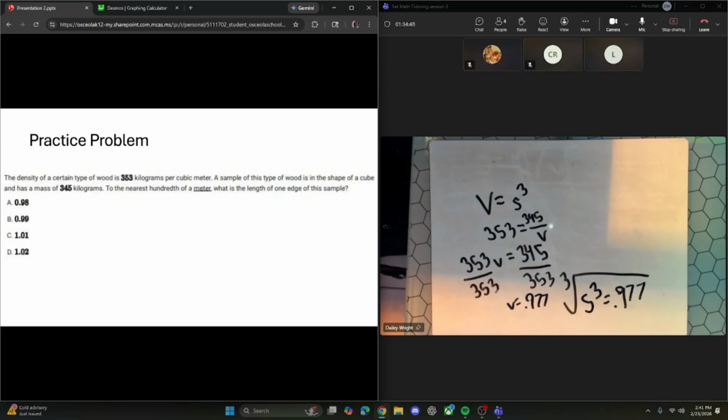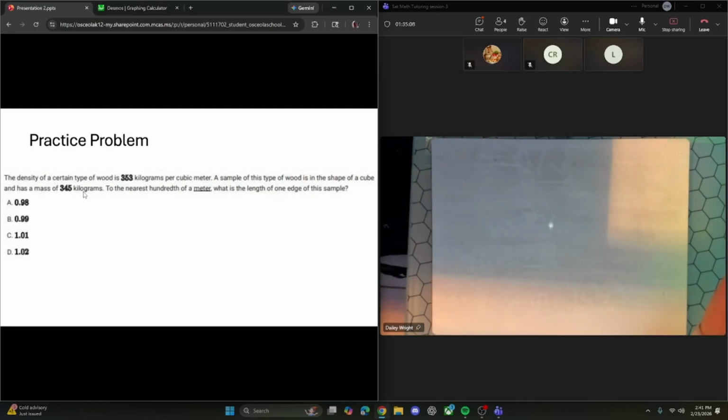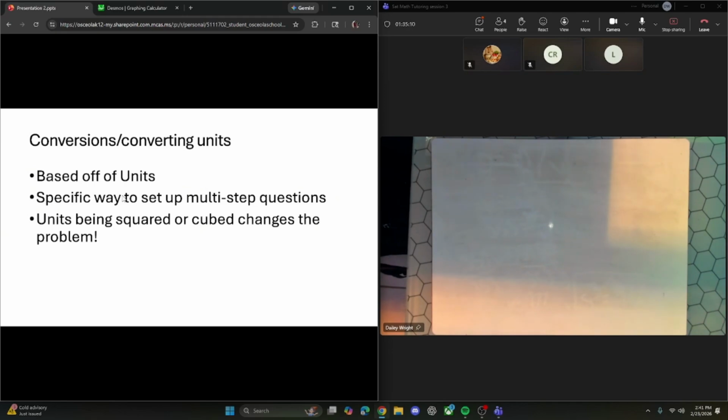Is there any confusion on how that problem is done? Okay, perfect. There's a lot more density problems. They like to put it in a bunch of different contexts, but it's usually all using edge lengths. They like to use edge lengths a lot for volume.